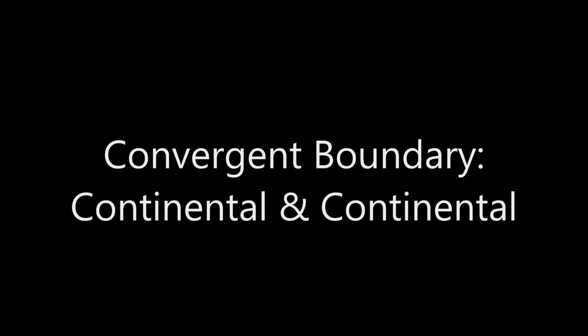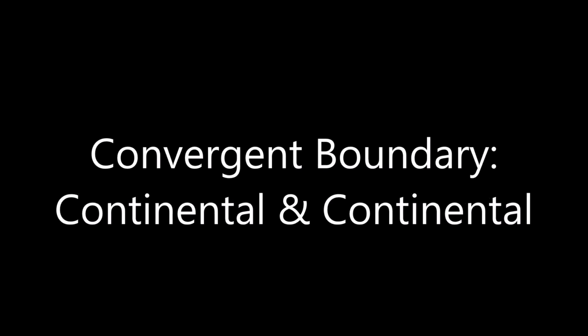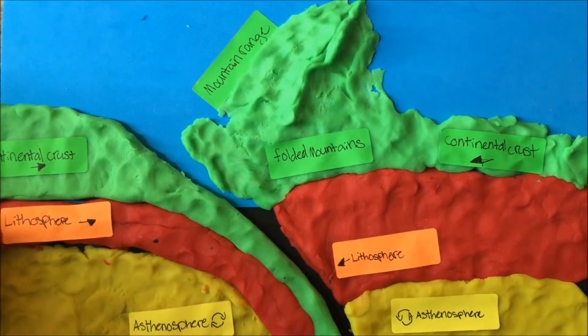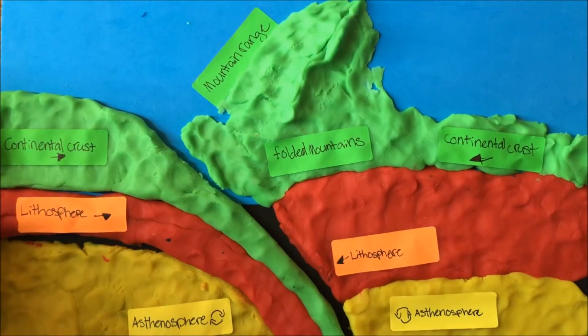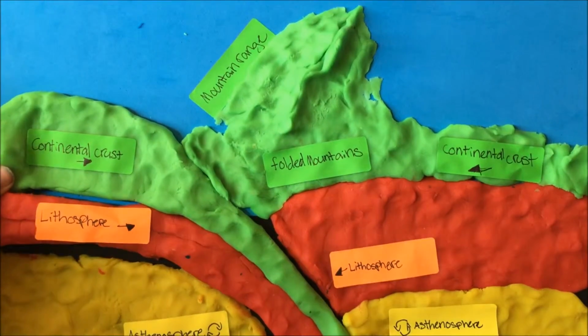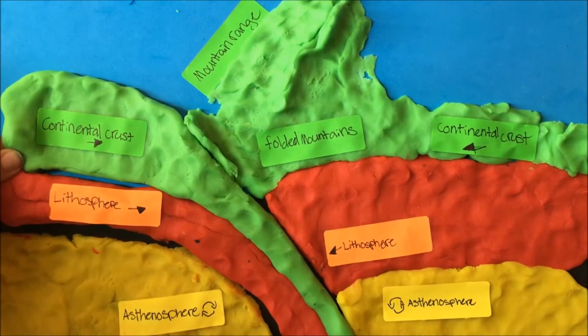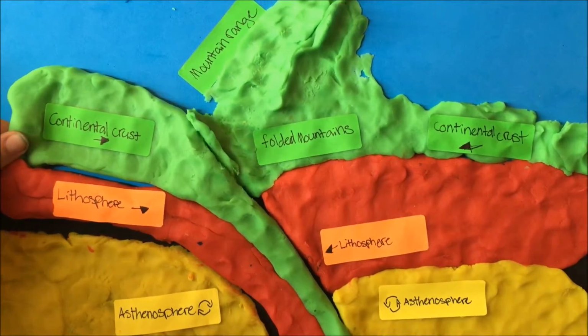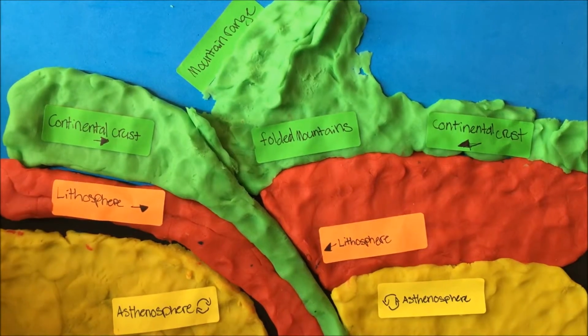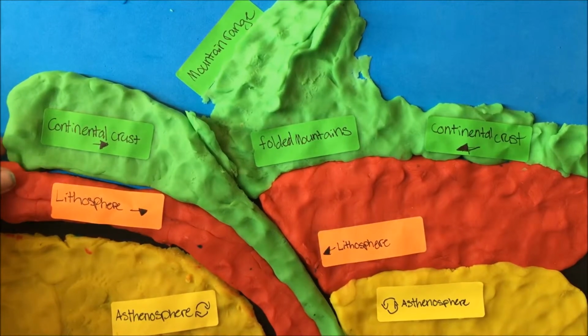Convergent boundary. Continental and continental. When a continental plate and another continental plate collide, it creates folded mountains. Since there are circular convection currents acting on the plates, it is an example of inertia, one of Newton's laws of motion.